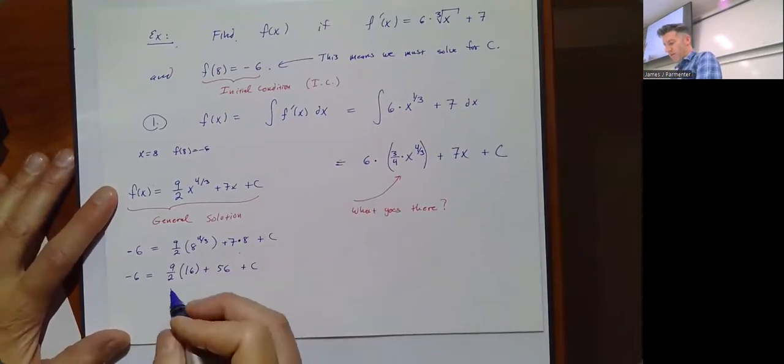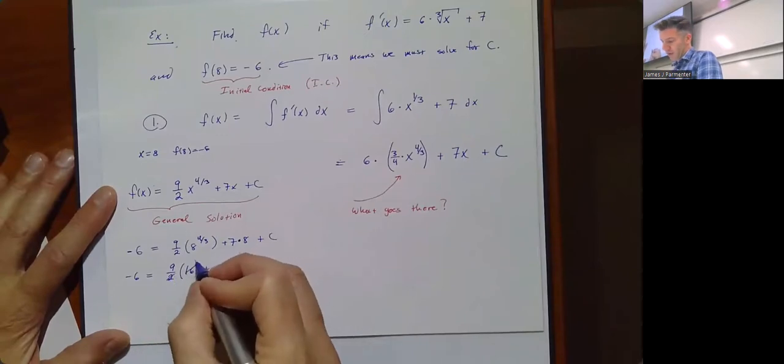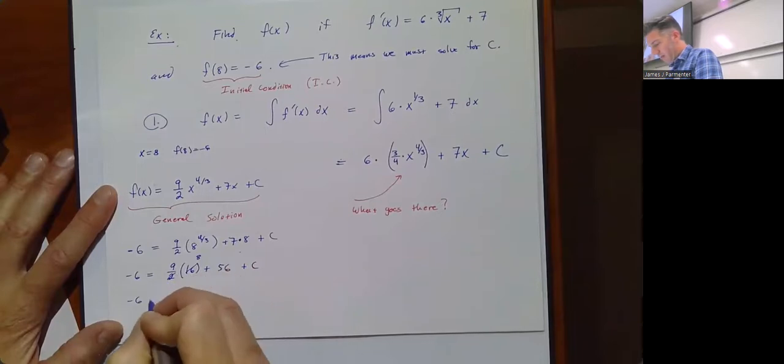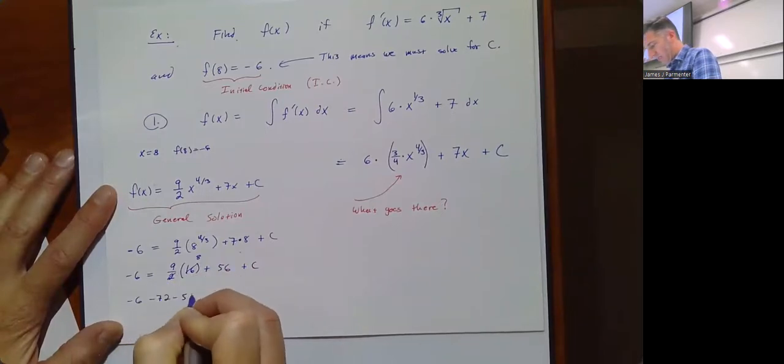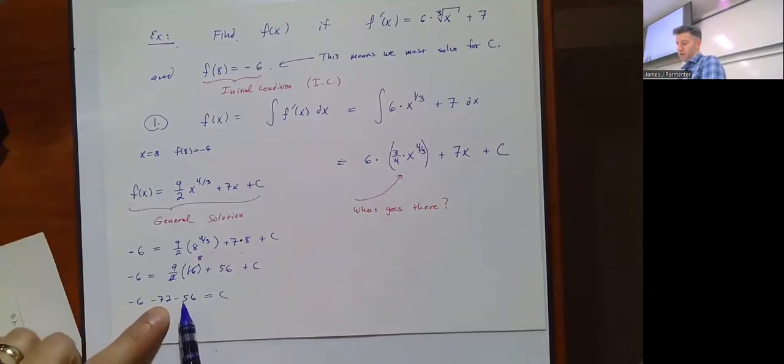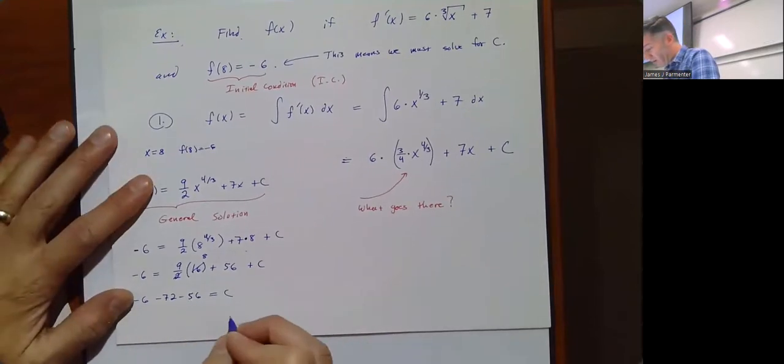So then I have numbers kind of big. 9 times 8 is 72. So I have -6 minus 72 minus 56 equal to c. And that's something. It's what? I don't know. -128, -134, I think.